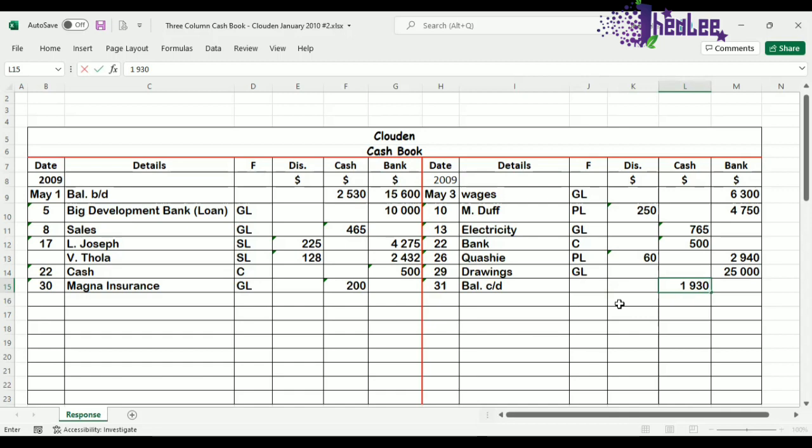We could move ahead and enter the totals for the cash, but we're not going to do that. I'm encouraging you to enter your balance in the bank before you put your totals, because your totals have to be on the same level. They should be in the same row. Bear in mind that when you're balancing the cash account, your balance carried down will always be on the credit side, because you cannot spend more cash than what you have in your hand.